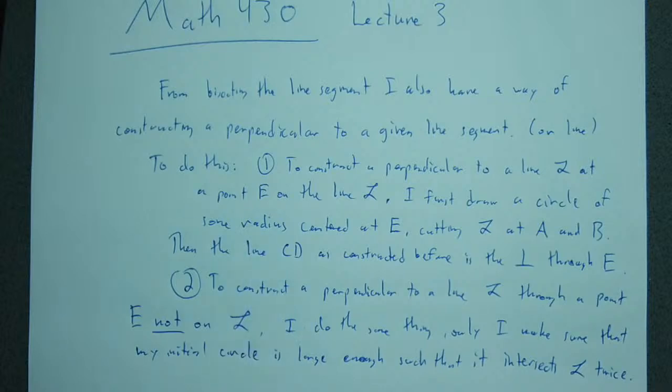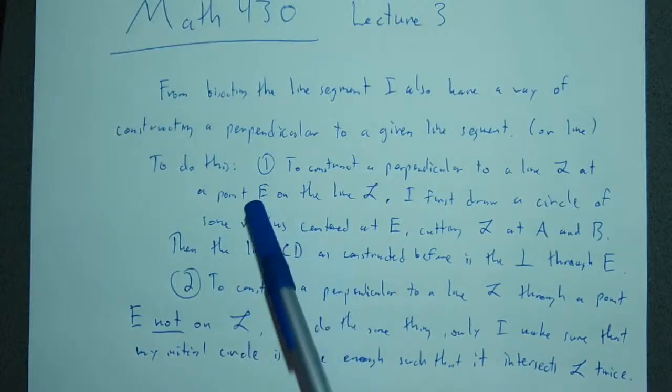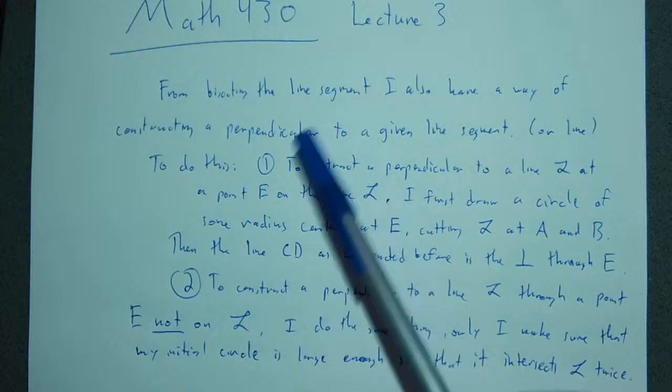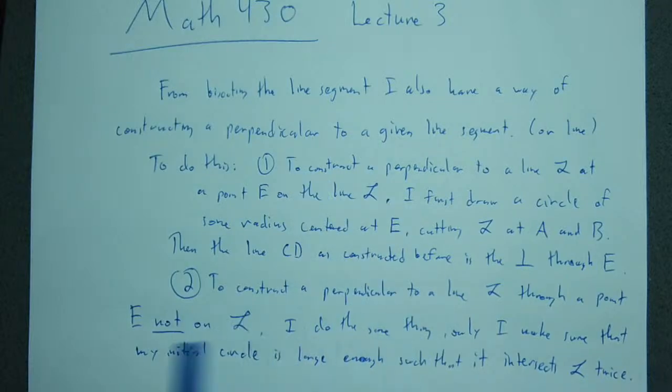So I wouldn't be able to repeat this process that I did in part one. It's really the same as in step one, but the difference is that I have to ensure that this circle that I draw first has a big enough radius that it cuts L at two distinct points. The other possibility, of course, is that if the radius of my circle is chosen to be the exact distance of that point to my line, then it wouldn't cut it twice. That line would be tangent to the circle, and so I wouldn't get two points, and I wouldn't be able to repeat this construction. So it needs to be big enough that it intersects the line in two distinct points.